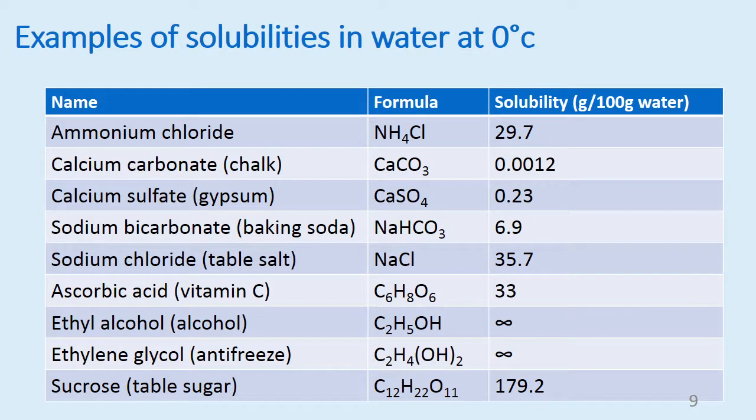Here are just some examples of solubilities in water. So ammonium chloride, as you can see, almost 30 grams will dissolve in 100 grams of water, whereas calcium carbonate, which is chalk, only 0.0012 grams will dissolve in 100 grams of water, so it's very insoluble. Gypsum, calcium sulfate, is also very insoluble. Baking soda is somewhat soluble. Sodium chloride is very soluble, almost 36 grams can be dissolved in 100 grams of water.